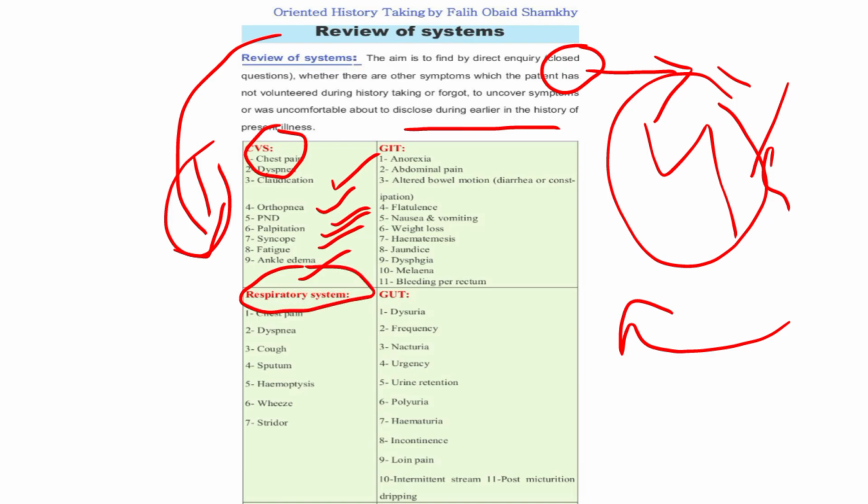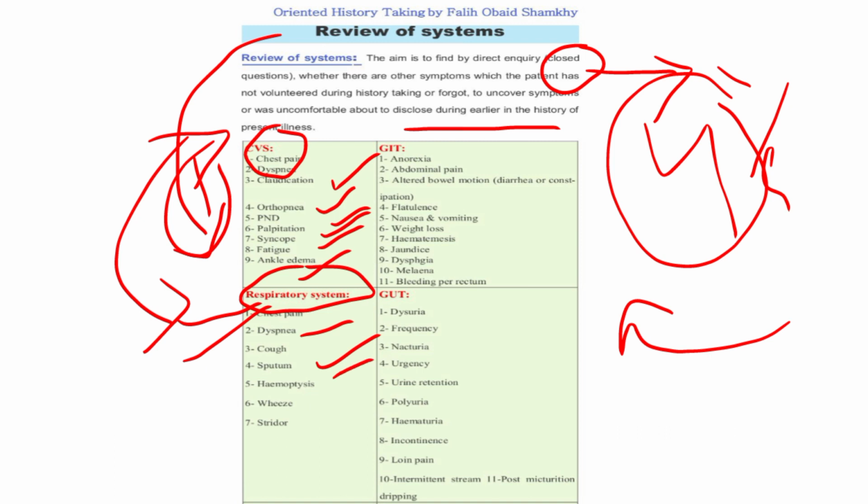Next we have the respiratory system. The cardiorespiratory system questions are interrelated. Chest pain, dyspnea, we can ask about cough, sputum, types of sputum, hemoptysis, coughing up of blood, wheezing sounds, and stridor, any kind of abnormal sounds. These questions are included in the respiratory system.